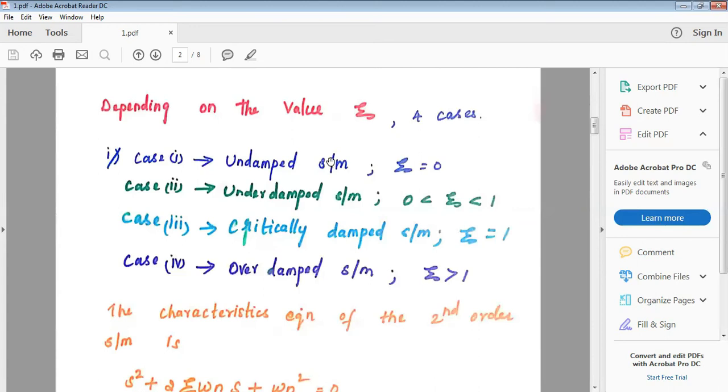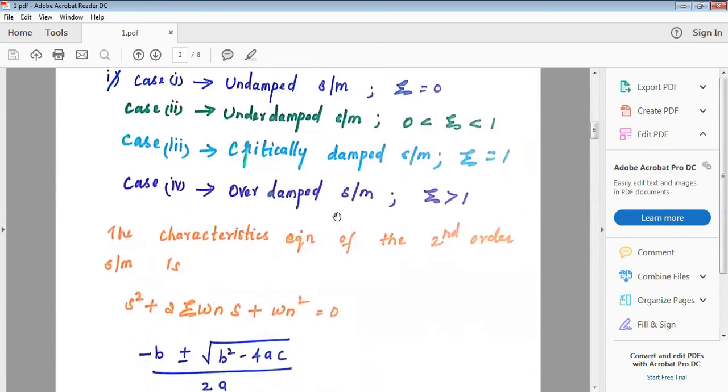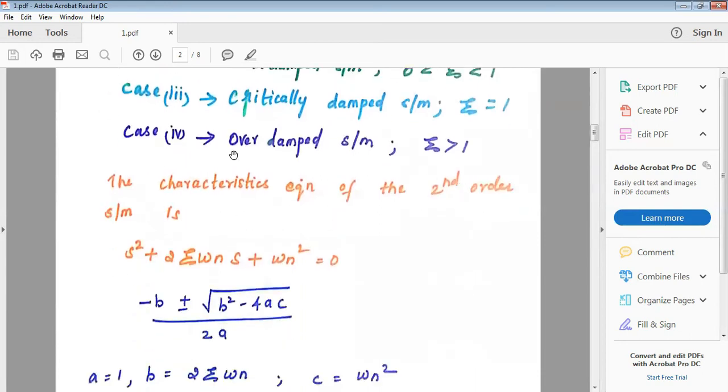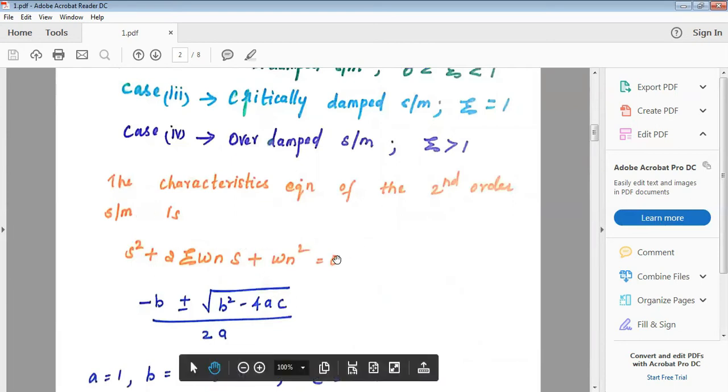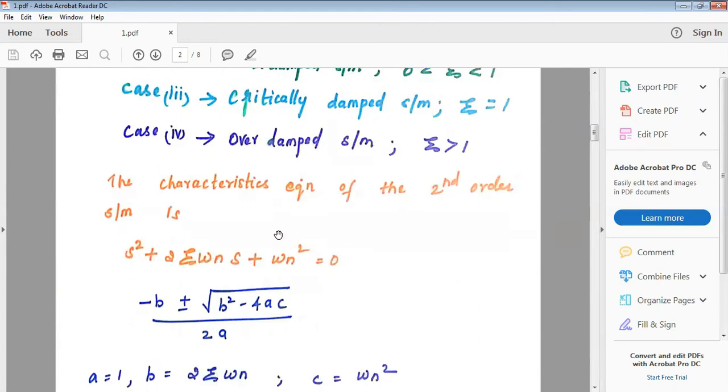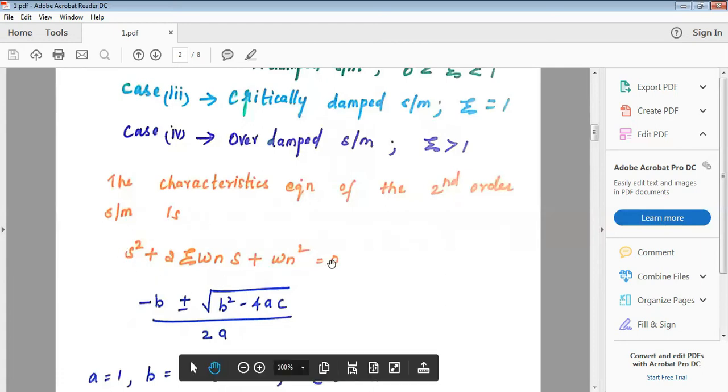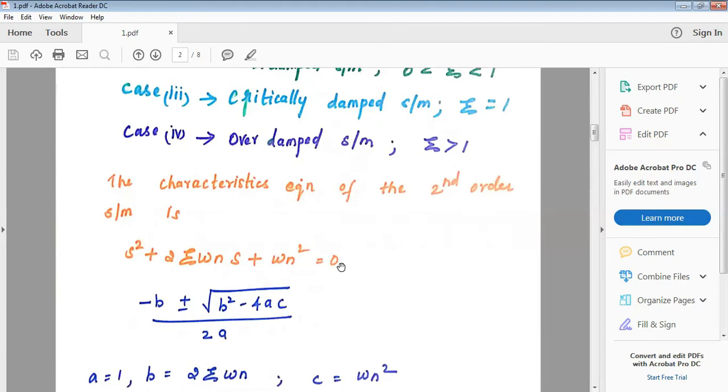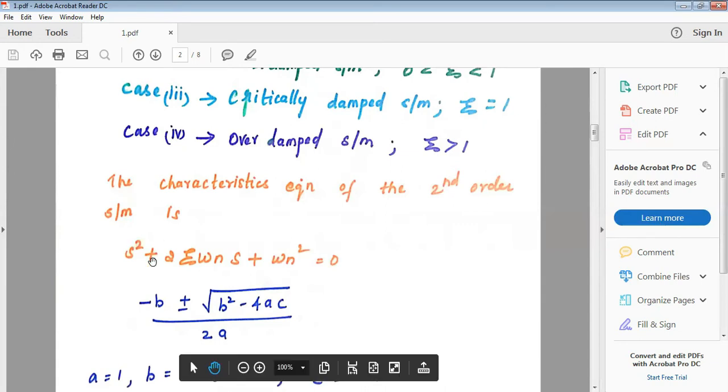So now we are going for the analysis of the second order system. For that, we will be considering the characteristic equation of the second order system, that is the denominator polynomial of the equation. That is s square plus 2 theta omega n s plus omega n square. To find the roots of this second order equation, we have to solve it. It looks like a quadratic equation, so we can solve it using the formula minus b plus or minus root of b square minus 4ac divided by 2a.